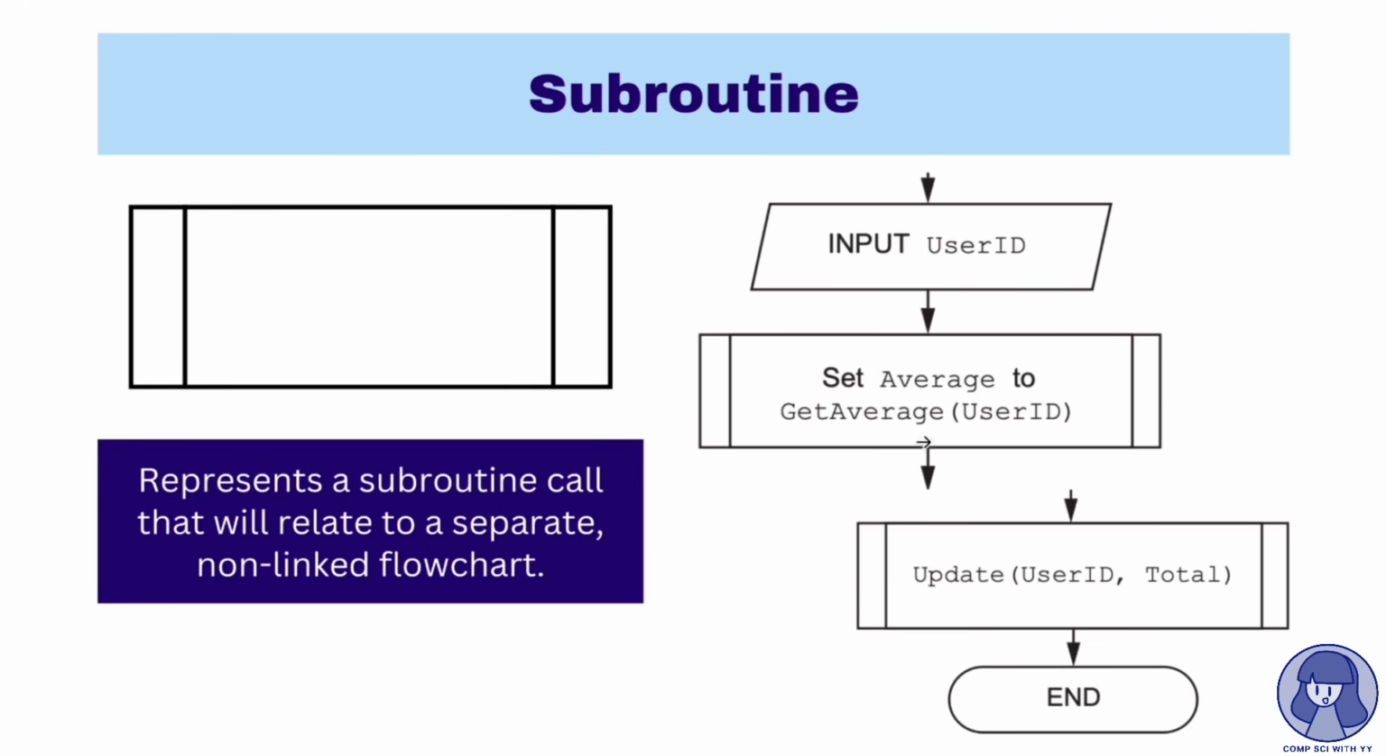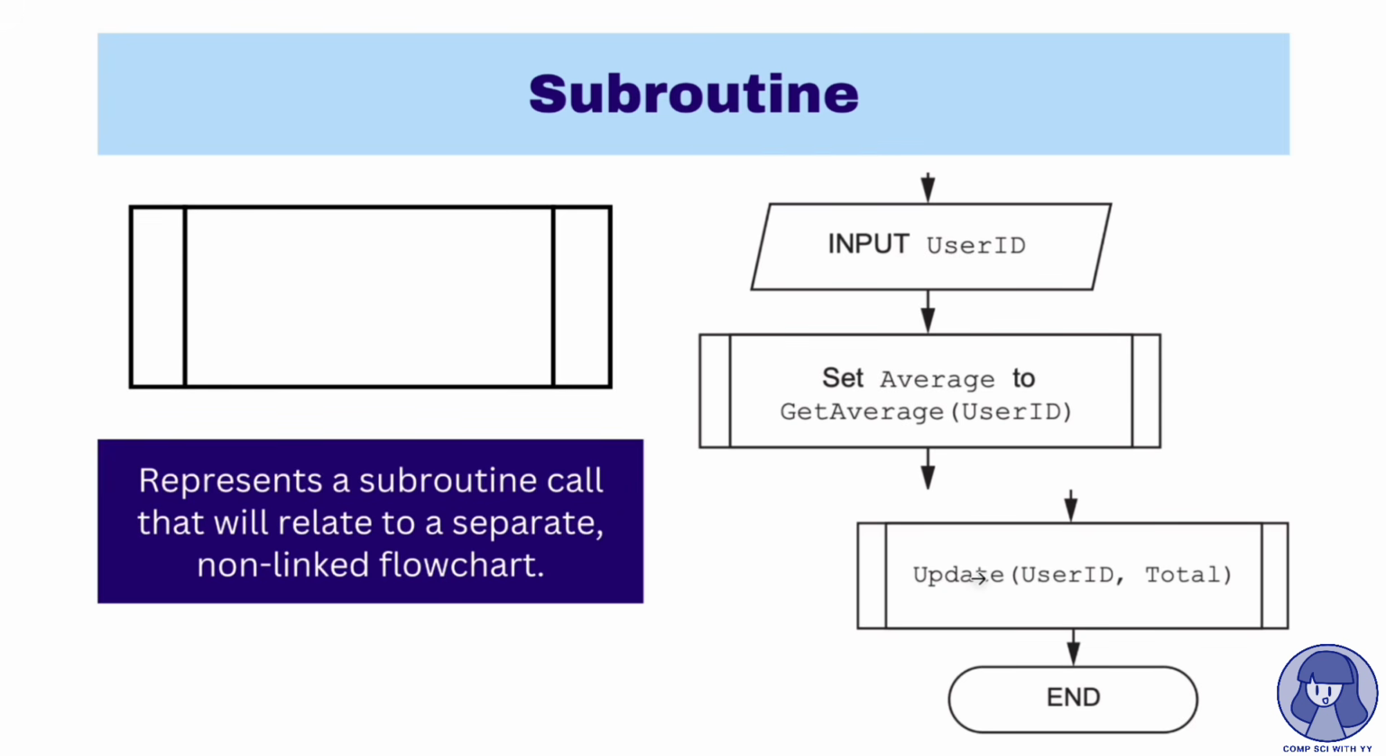So inside of this flowchart, we are calling a subroutine called getAverage, but the steps of this subroutine, like the steps inside of here, is not going to be shown inside of this particular flowchart. It is inside a separate flowchart. So maybe this getAverage executes like 5 steps, but it has its own flowchart to show those 5 steps. It's not inside of the current flowchart that we're looking at right now.